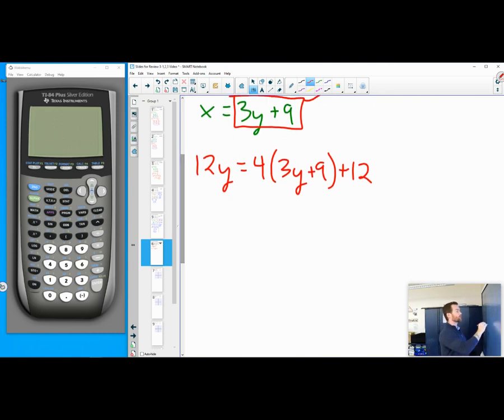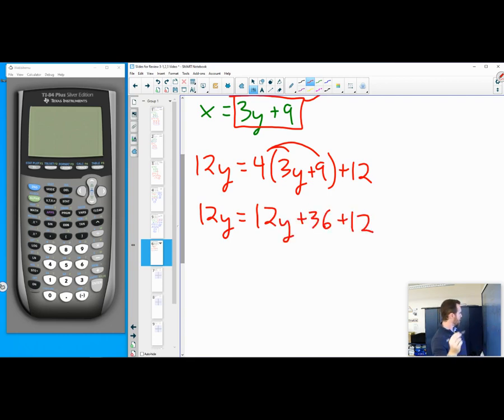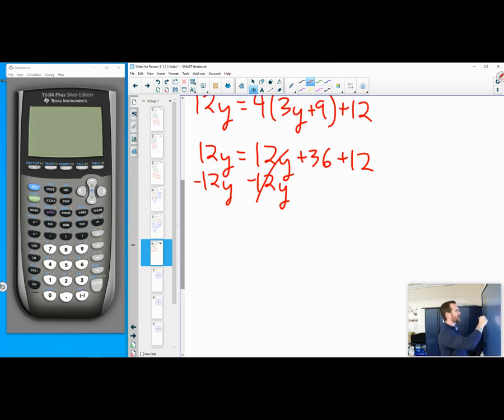Then let's see, distribute here. So we get 12y equals 12y plus 36, if I'm doing that correct in my head, plus 12. Oh, I see a problem because we have to combine these like terms. And when we subtract, it cancels out on both sides. So we end up with 0 on the left side, and on the right side, we get 48. So the variables disappeared, and we end up with two values that are not equal.